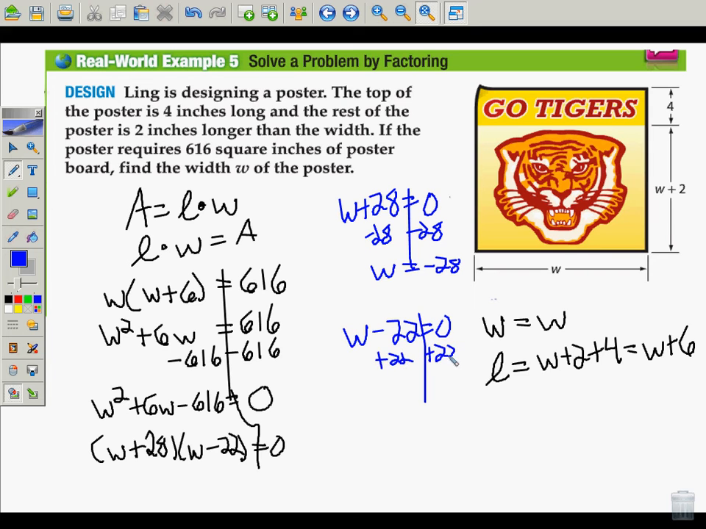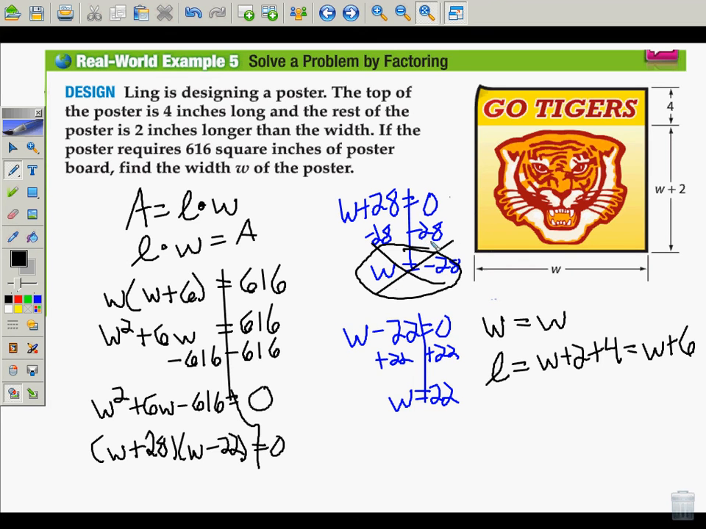And you may be thinking, okay, of course I have two answers. Wrong. This negative 28 is not allowed to be an answer. That doesn't mean we did the work wrong. It just means it's not a possible answer for this word problem. The reason being, you cannot have a negative width.